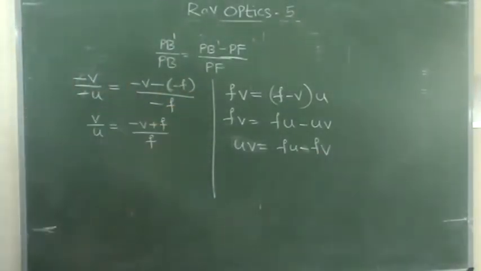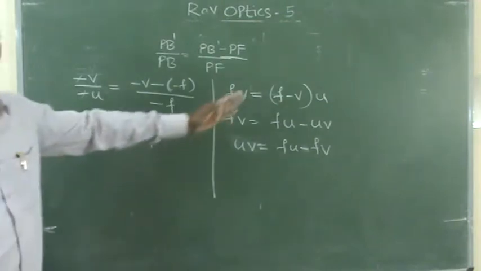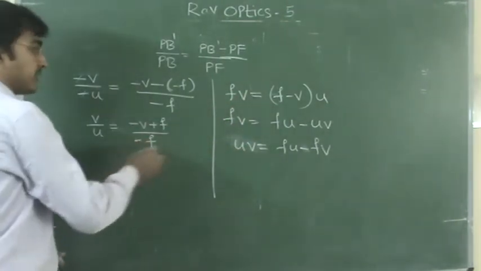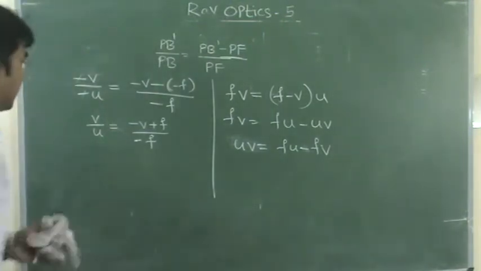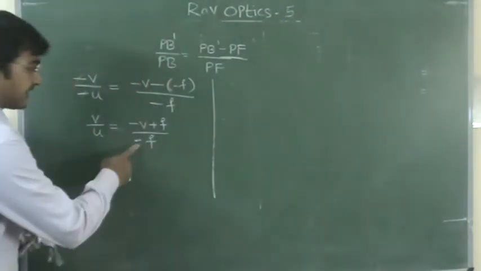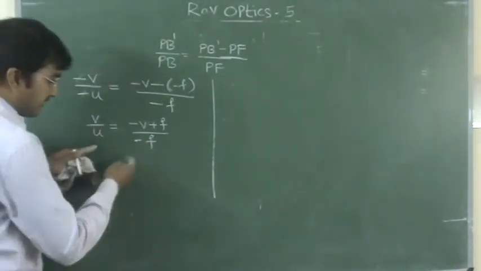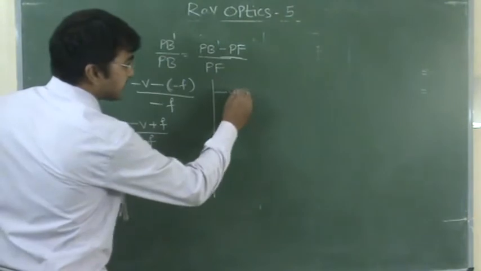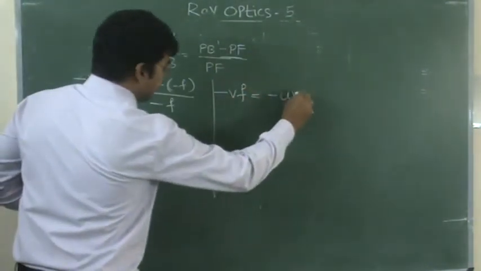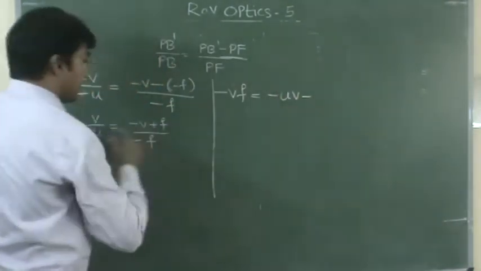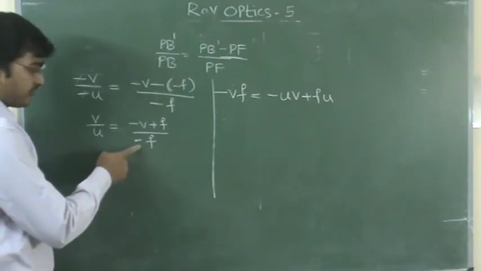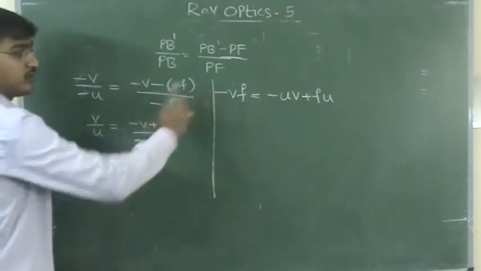So by taking the reference of this, you will get that. Sorry, here minus F will come. Sorry, we forgot. A small correction: here minus F, we forgot minus F. So by cross multiplication we get minus VF is equal to minus UV and plus FU. So minus F, we forgot this. By cross multiplying you will get this.